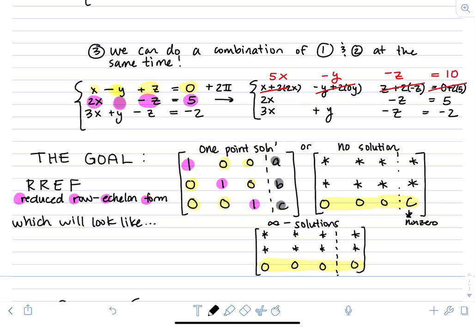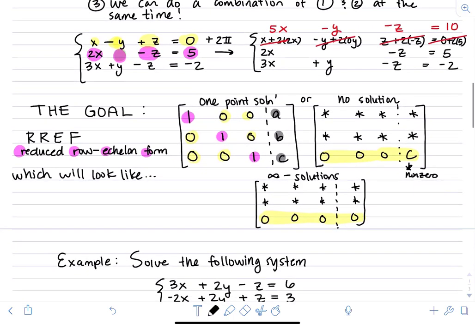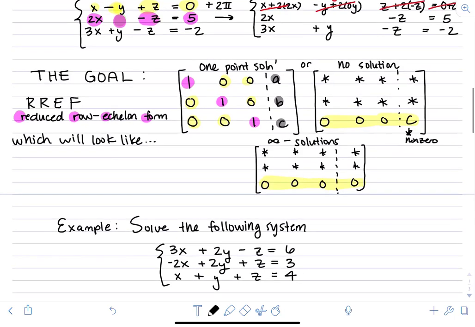Okay, so this video is going to focus on solving one of these systems that has one-point solution, and in another video, I'll talk about no solution and infinite solutions. So let's solve the following system. Our system is 3x plus 2y minus z equals 6 for the first equation. Then we'll have negative 2x plus 2y plus z equals 3 for our second equation. Then we'll have x plus y plus z equals 4 for our third equation.